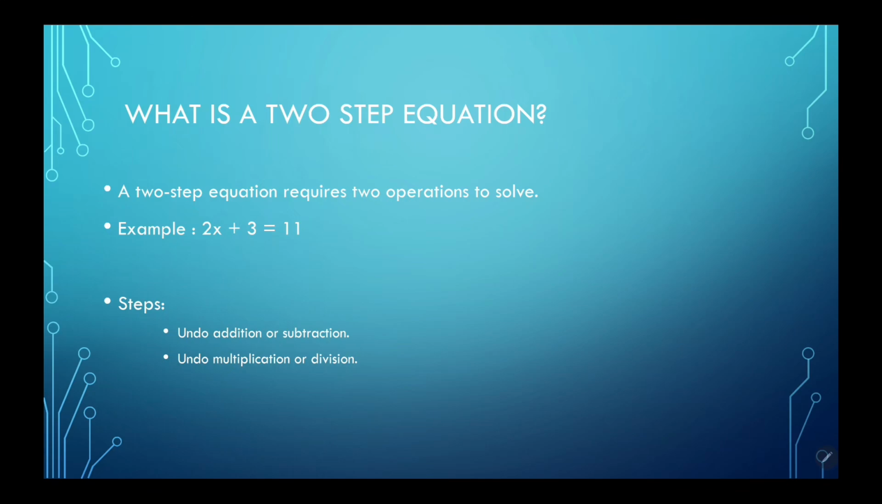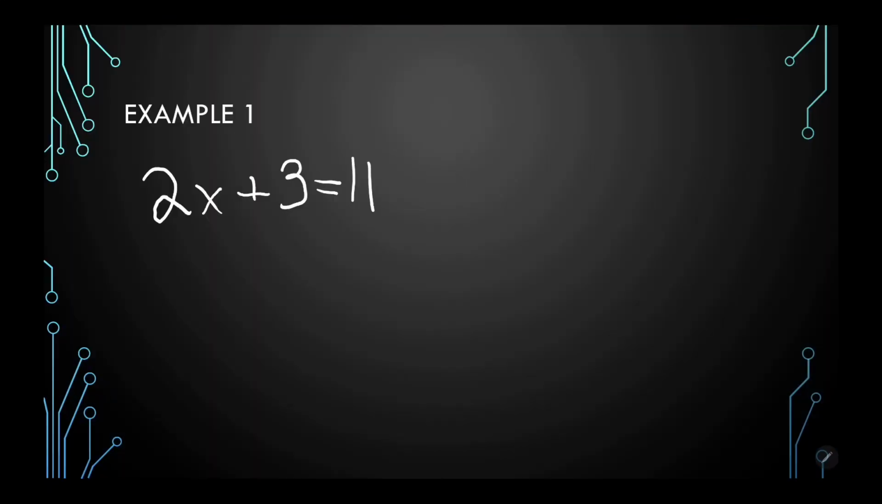Now, what is a two-step equation? A two-step equation requires two operations to solve. For example, 2x plus 3 equals 11. The steps we're going to use right now is to undo addition or subtraction, or undo multiplication or division. Now let's go ahead and get started.